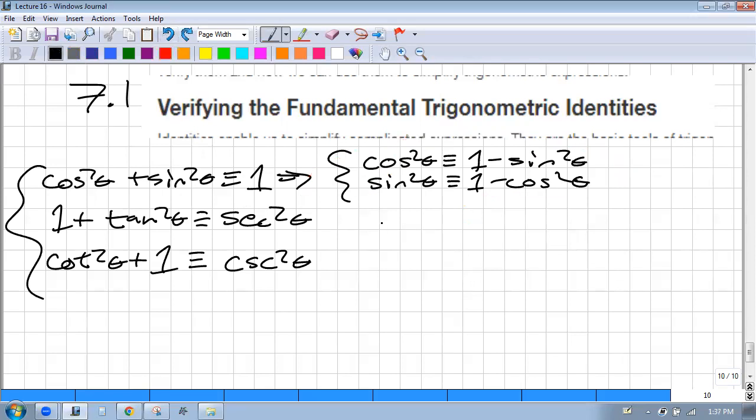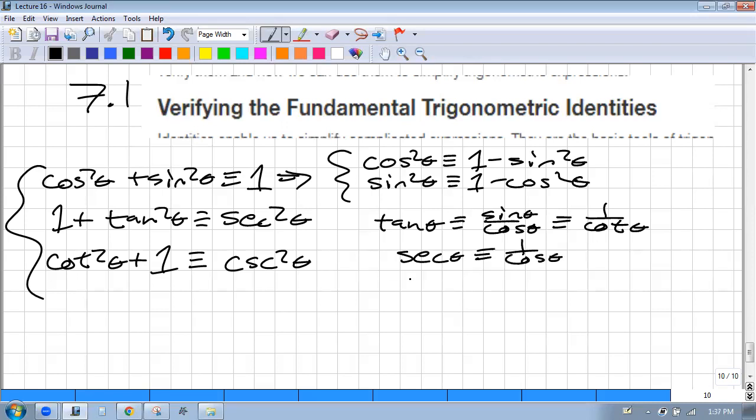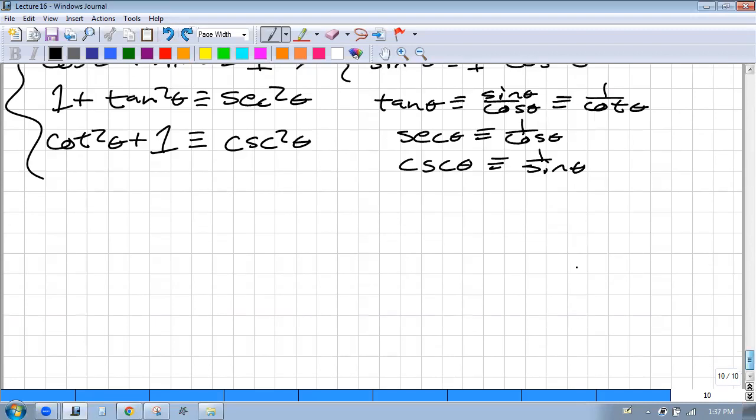Other identities, okay, well, we know that tangent is always sine over cosine, right? We know that it's 1 over cotangent. And of course, we know that secant is 1 over cosine, and we know that cosecant is 1 over sine. Came straight from the definitions, right? So these were your quotient and reciprocal identities.